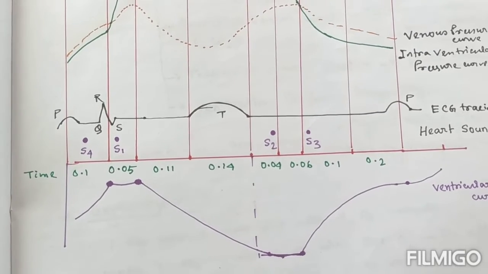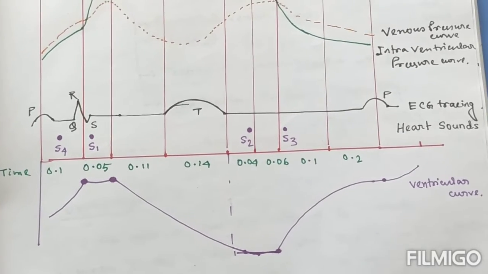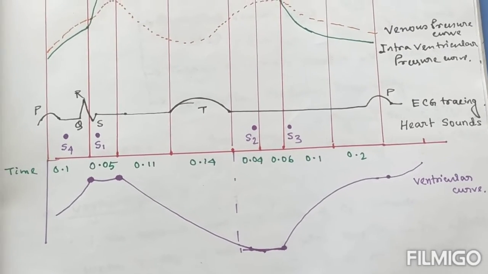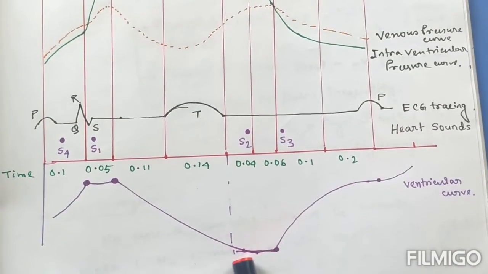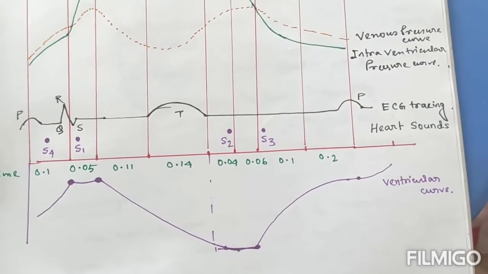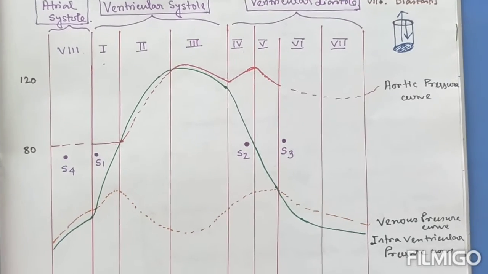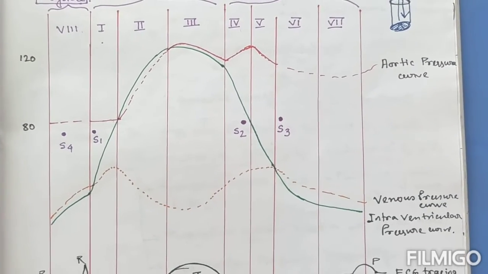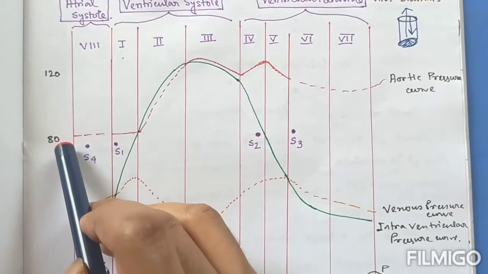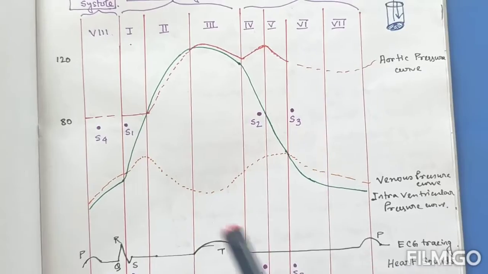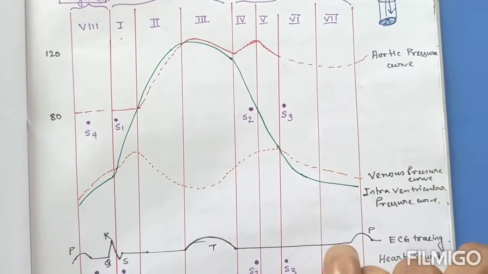Normally S1 and S2 are present, and sometimes S3 and S4 are also audible, but at which point of the cardiac cycle they can be auscultated is to be remembered. And this is the ventricular volume curve. This violet or purple color is the ventricular volume curve. So first, the comparison between the aortic pressure curve and intraventricular pressure curve. Normally the aortic pressure curve fluctuates between 80 to 120 mm of Hg, and the ventricular pressure curve also reaches 120, but its lower limit is much lower than the aortic pressure curve.